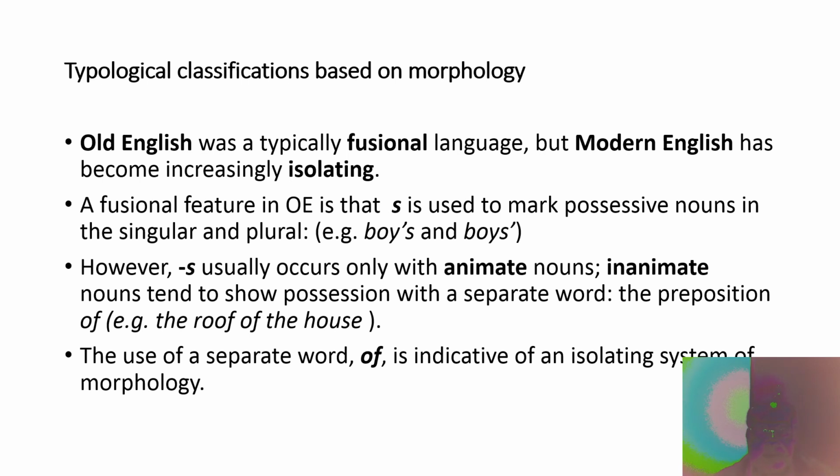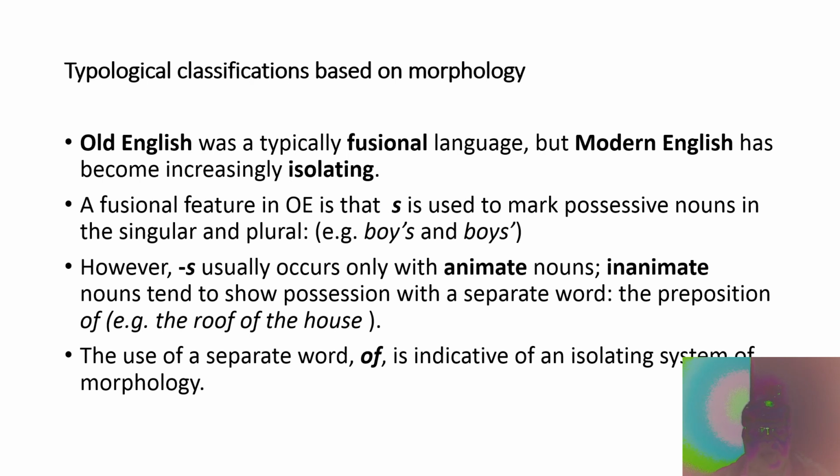To continue, we can say that modern English tends to be isolating, although there are some examples where it is considered an amalgam of both fusional and isolating. But generally speaking, we can decide that Old English was a fusional language, and modern English tends to be more isolating than fusional language. What does this mean?